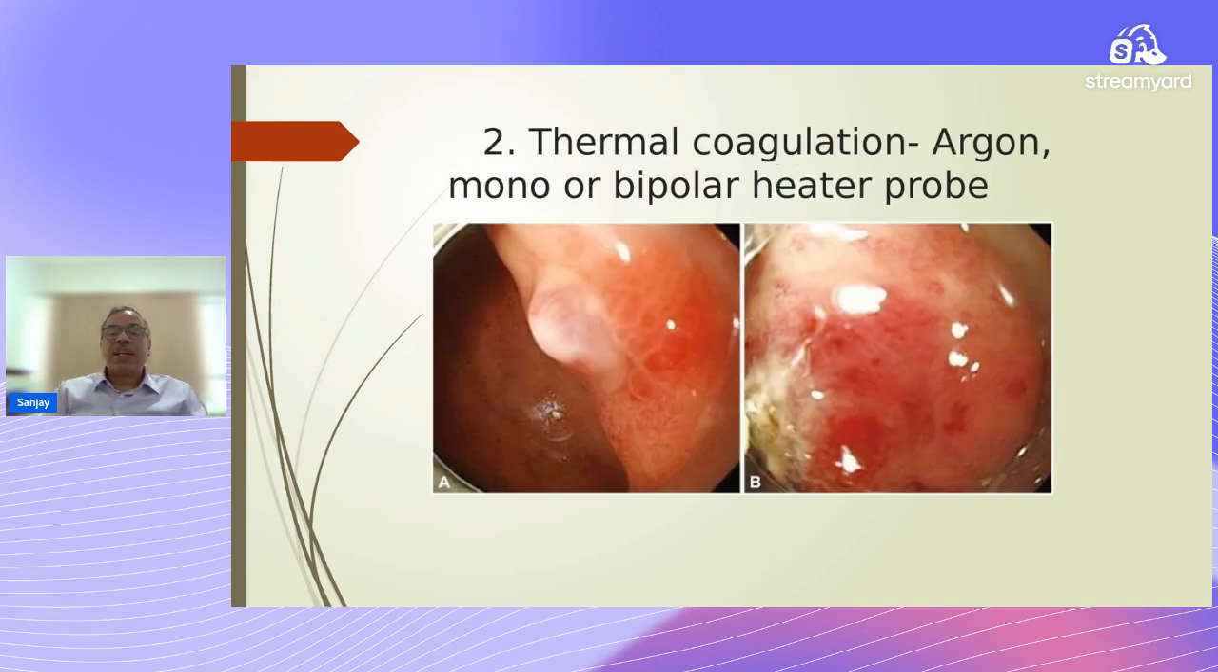The second one is thermal coagulation: argon coagulation, or mono or bipolar heater probe. As shown in this diagram, you can see the lesion on the left side in diagram A, and on coagulation you can see the changes in diagram B. So this is one of the most effective ways of controlling the hemorrhage, and it is more effective than injection of adrenaline if it is done in isolation.